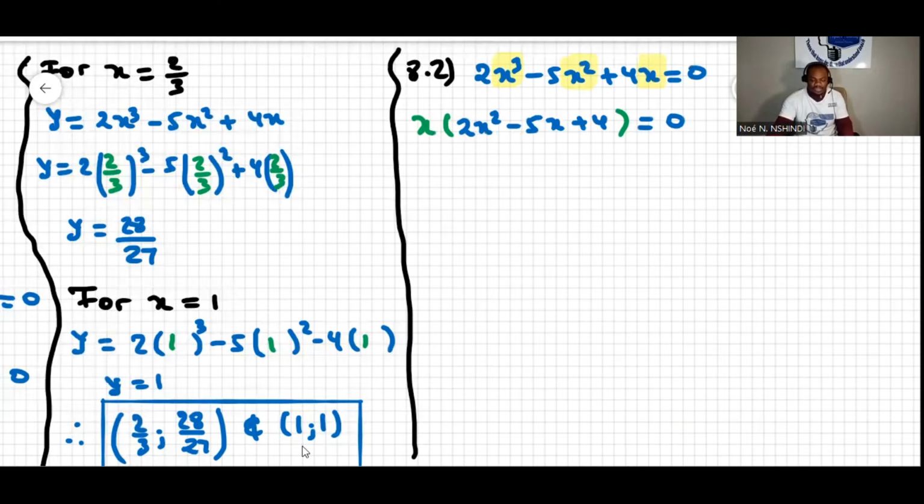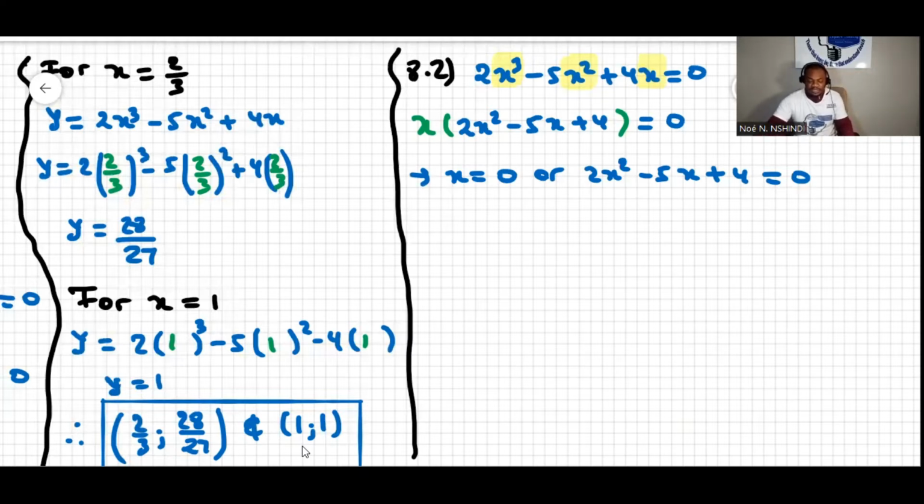So this means that x is equal to 0. That's one root, or 2x squared minus 5x plus 4 equal to 0. This can generate other roots if there are any. Remember, we said a cubic function has a maximum of 3 roots. It can be 3, 2, 1. A cubic function may have one root, yes. So the maximum number of roots is 3. It can be 3, 2, or 1. Now, in this case, we need to prove it has only one root.